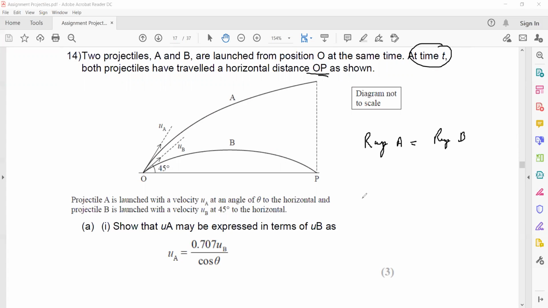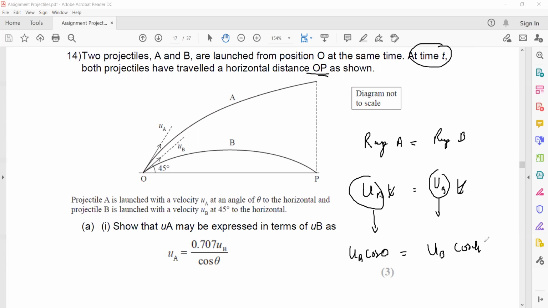And range is a distance. Distance is speed multiplied by time. So UA multiplied by T equals UB multiplied by T. But what are UA and UB? That is actually the horizontal speed. For UA, the angle is not known, so it will be UA cos theta. But for UB, the angle is known, and that is 45, so it will be UB cos 45. And cos 45 is 0.707. So UA will be equal to 0.707 UB divided by cos theta.